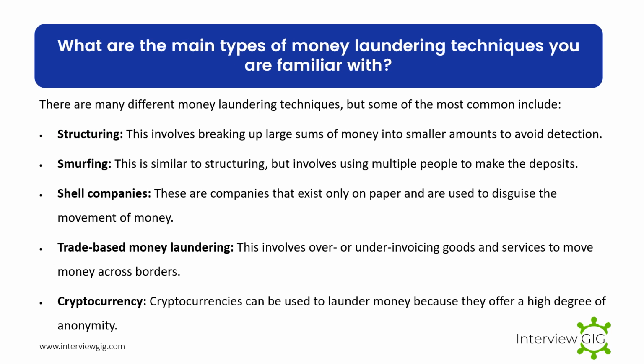What are the main types of money laundering techniques you are familiar with? There are many different money laundering techniques, but some of the most common include structuring. This involves breaking up large sums of money into smaller amounts to avoid detection. Smurfing. This is similar to structuring, but involves using multiple people to make the deposits. Shell companies. These are companies that exist only on paper and are used to disguise the movement of money. Trade-based money laundering. This involves over or under-invoicing goods and services to move money across borders. Cryptocurrency. Cryptocurrencies can be used to launder money because they offer a high degree of anonymity.